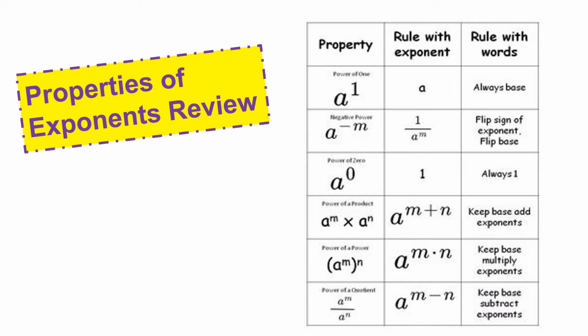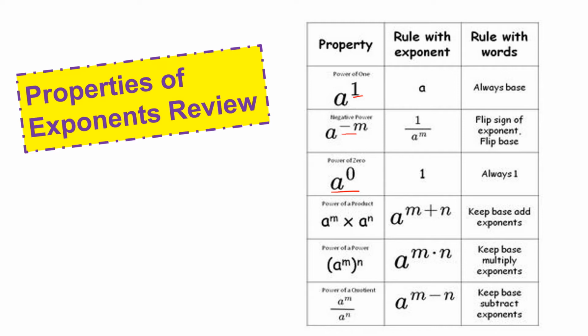Alright, so before we move on, we need to review properties of exponents. Some prereq skills here that hopefully you already know. With our exponent, anything to the first power is always just that base. So a to the first is just, of course, a, or like 2 to the first is just 2. Remember, if you have a negative power, we flip the sign of the exponent and flip the base. Power of 0, anything to the 0 power is always 1. So a to the 0 power is 1.